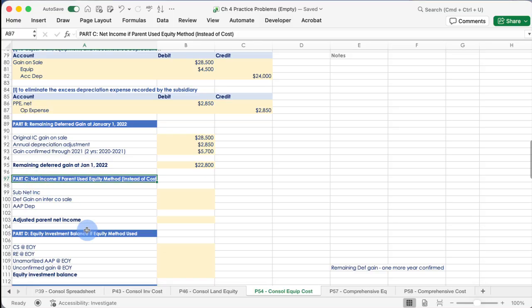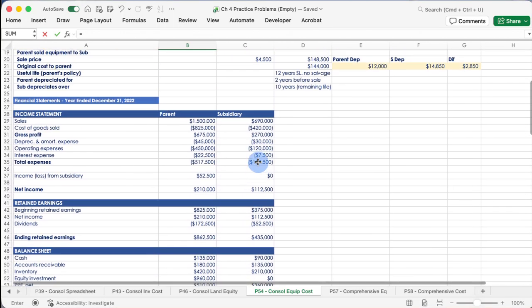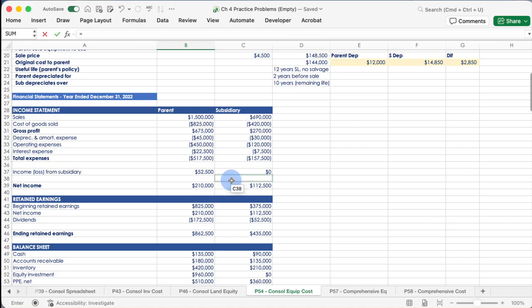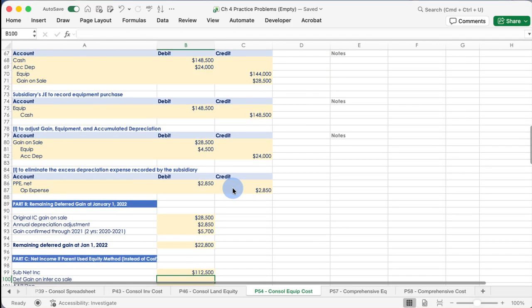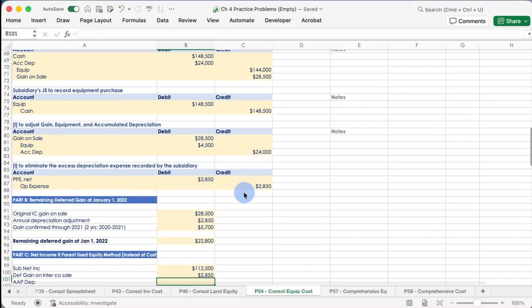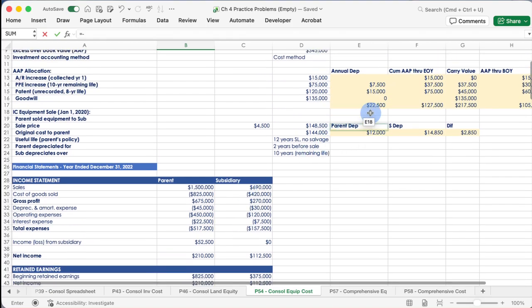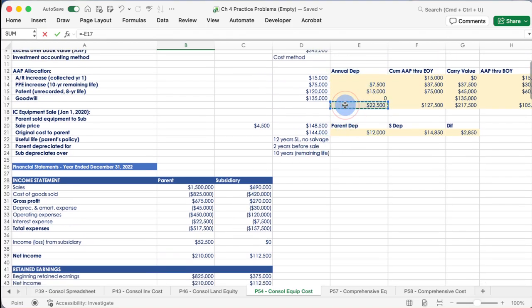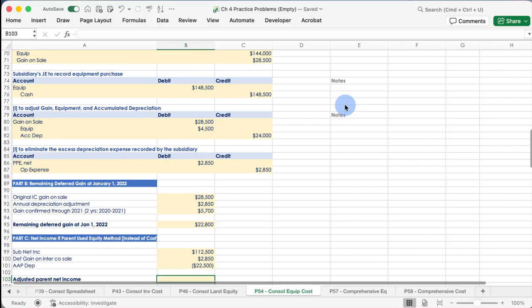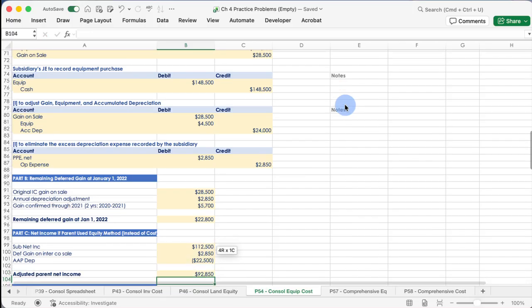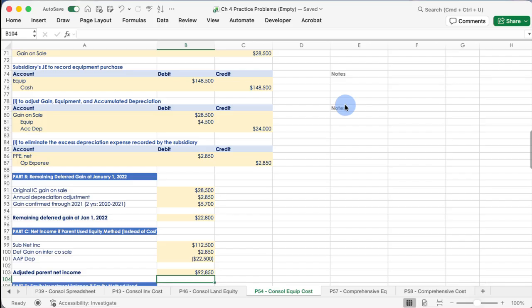Part C asks us to calculate the net income had the parent used the equity method instead of cost. And so we can go up and get the subsidiary's net income of $112,500. And then we're also going to take into account the deferred gain. So this $2,850. And then we'll subtract out 1 year's worth of AAP. So, $20,500. And then when we do a sum here, we get $92,850.